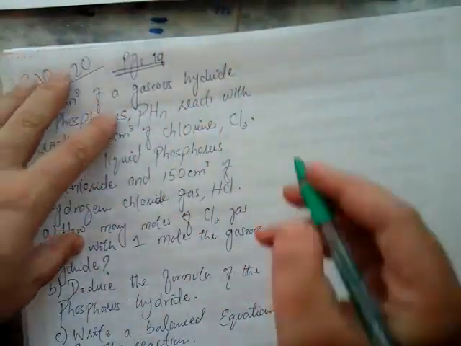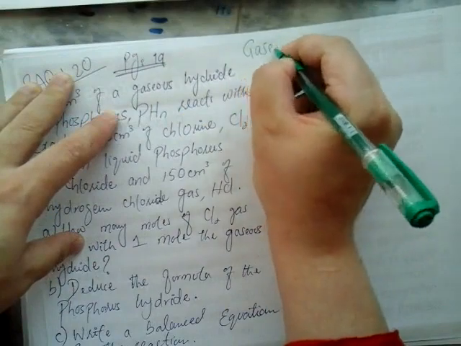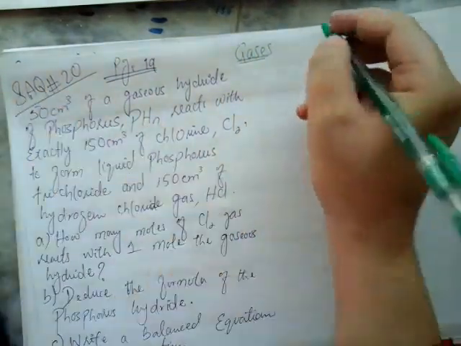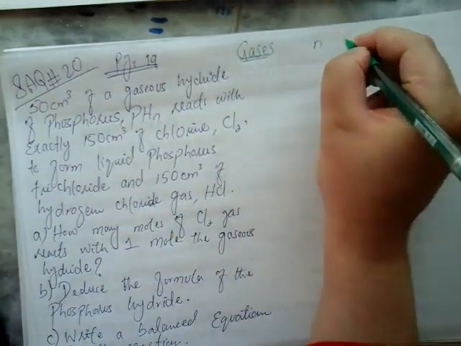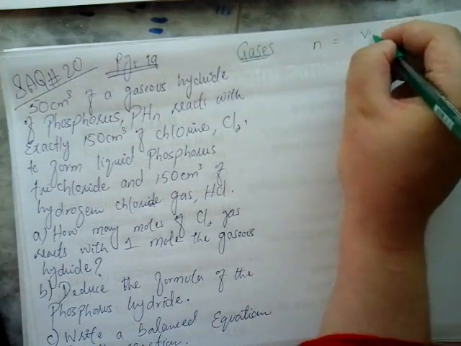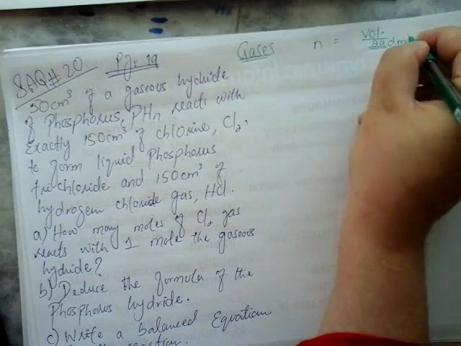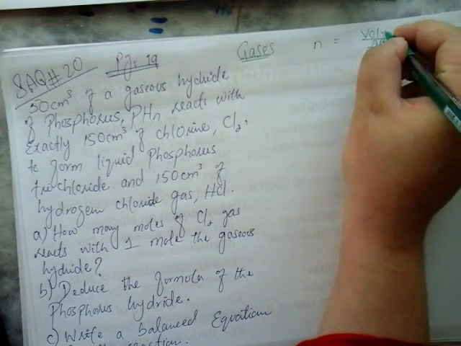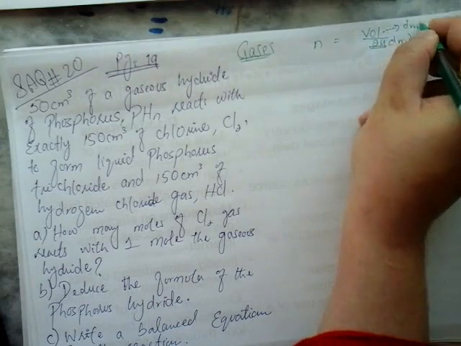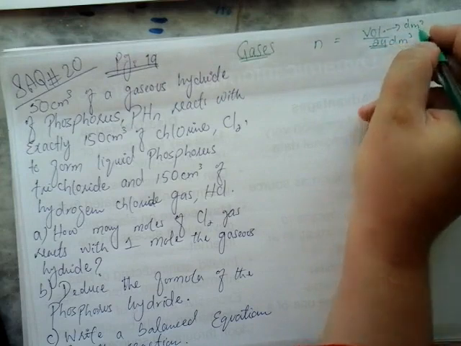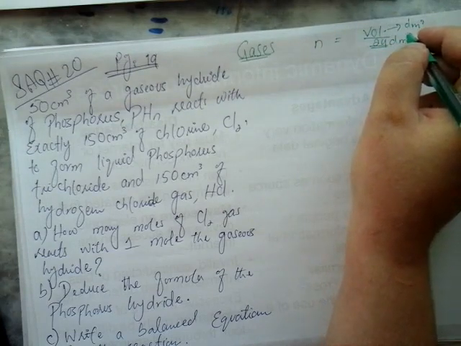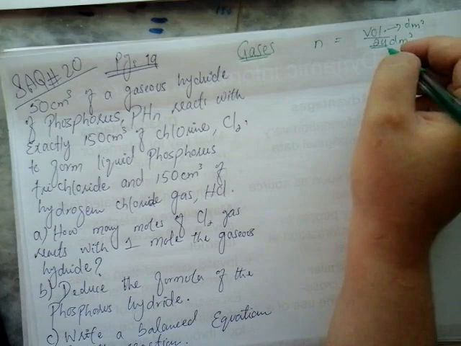Now it comes towards the gases. Now we have to calculate the stoichiometry of the gases. Okay, very important. We know that for gases, number of moles is equal to given volume divided by 24 decimeter cube. That given volume, first of all we have to convert into decimeter cube if it is given in centimeter cube. Then after that we will divide the value of volume by 24.